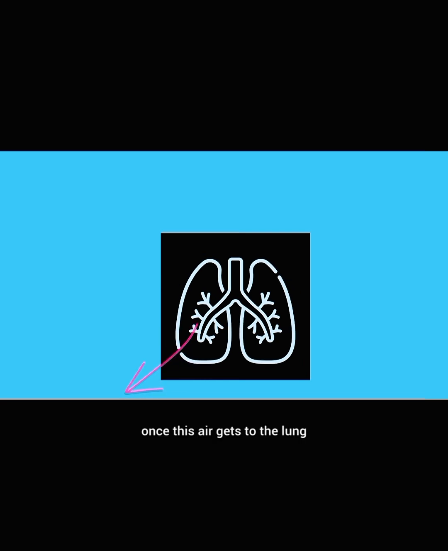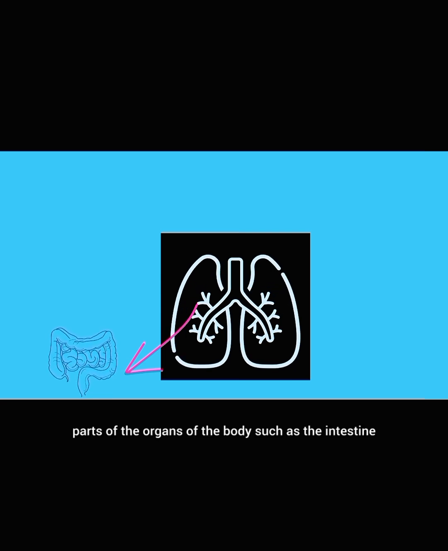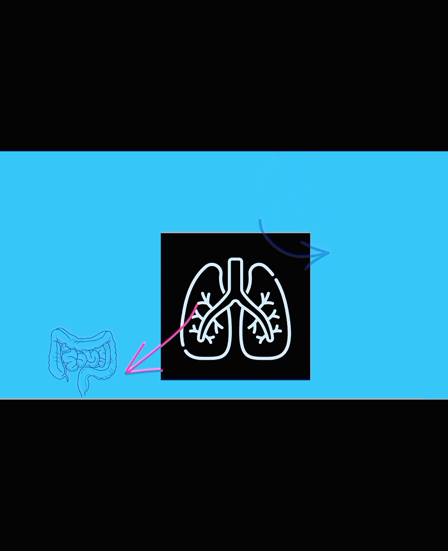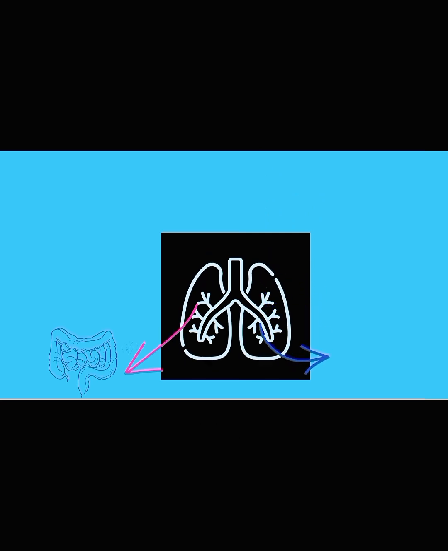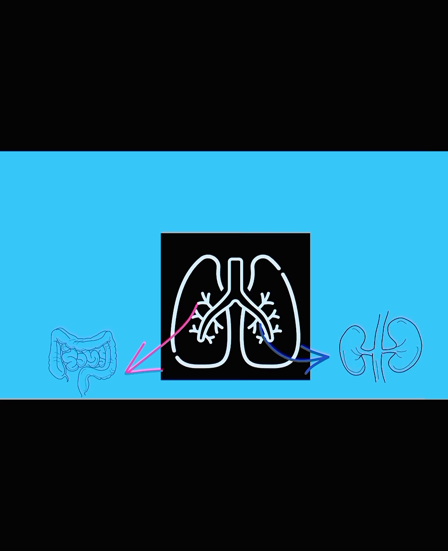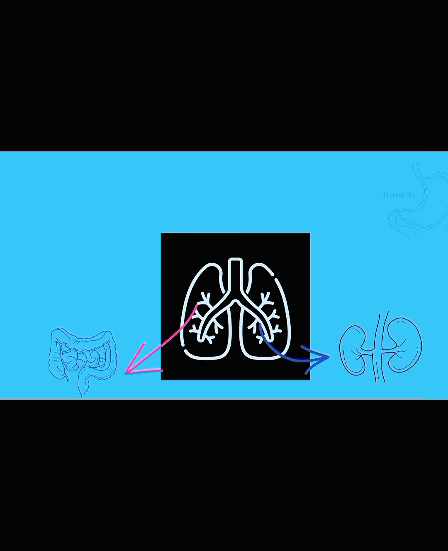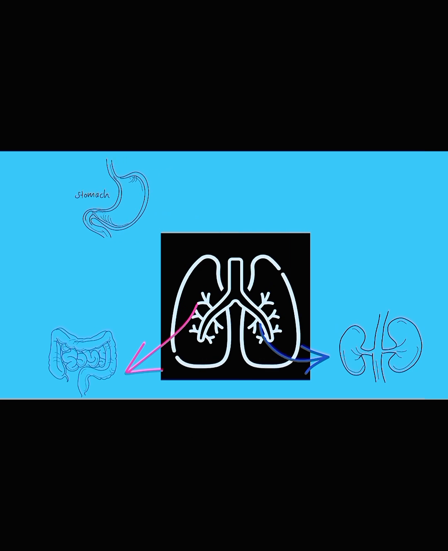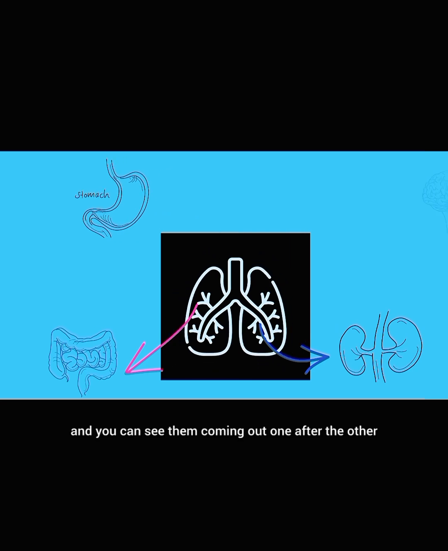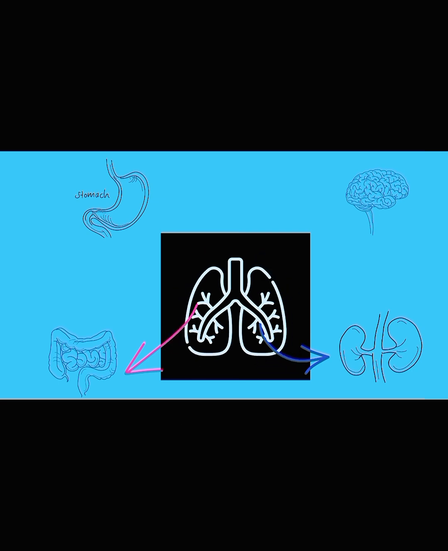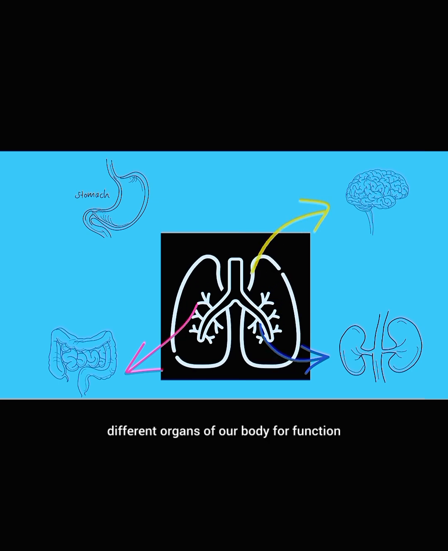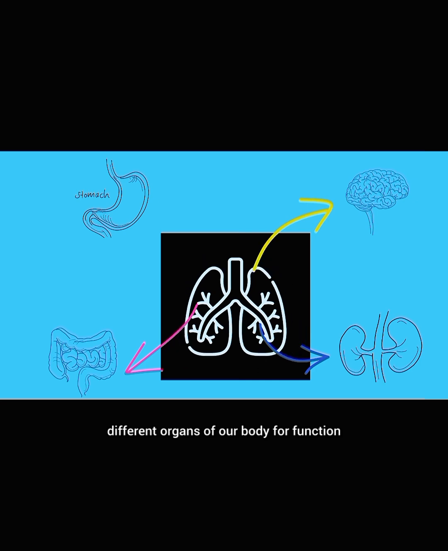Now, once this air gets to the lung, what does it do? It is further divided to go to the different organs of the body, such as the intestine, the kidney, the stomach, and you can see them coming out one after the other, and the brain, among others. So that is exactly how the air is distributed to the different organs of our body for function.